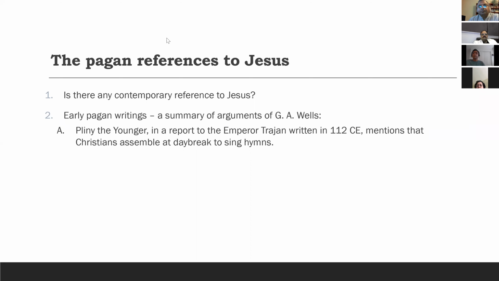The first of them is the Jewish War. It covers the period of Jewish history from 175 BC to 73 CE. It makes no mention of Jesus. The second book he wrote is called The Antiquities of the Jews. This book allegedly makes two references to Jesus.